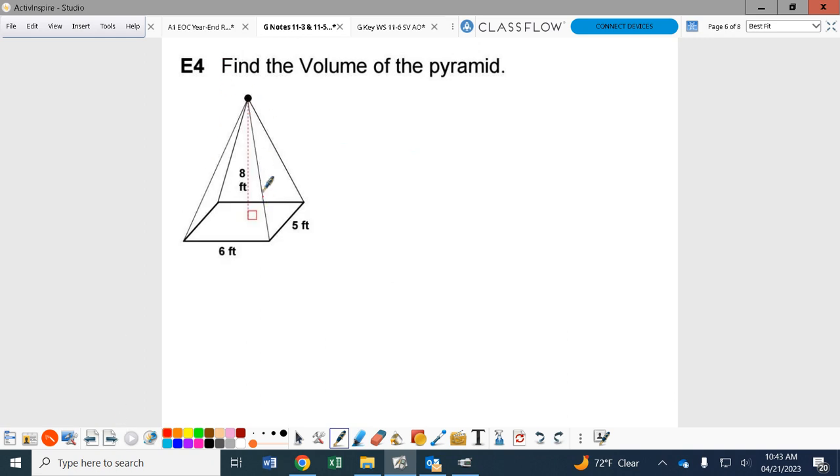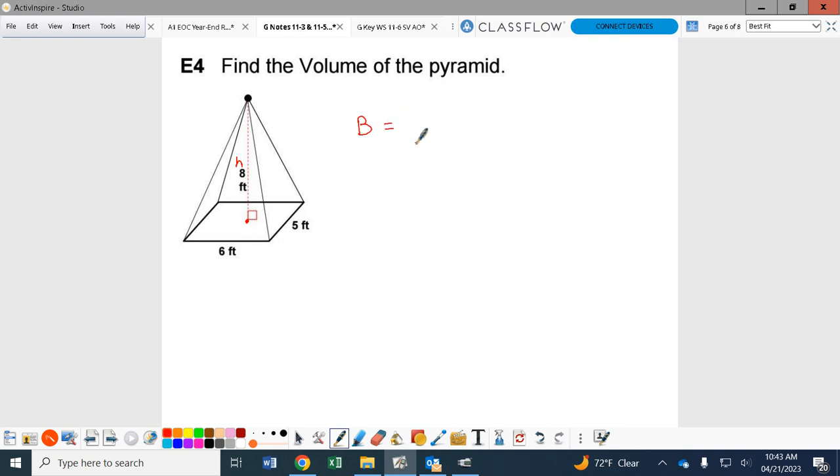The 8 right here, is the 8 right here the height or the slant height? Height. It goes to the center of the thing. This is our H right here. We can find our information on our base, so we're going to go straight to finding the volume. To find the volume, we're going to need the area of the base.